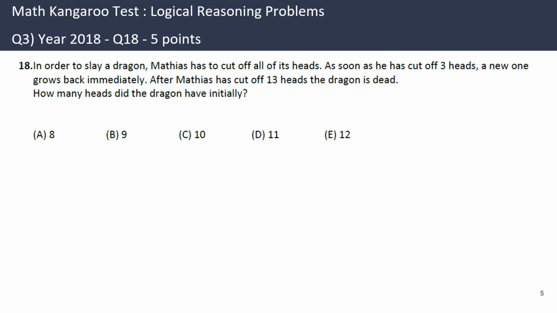Question 18, year 2018. In order to slay a dragon, Matthias has to cut off all of its heads. As soon as he has cut off 3 heads, a new one grows back immediately. After Matthias has cut off 13 heads, the dragon is dead. How many heads did the dragon have initially?